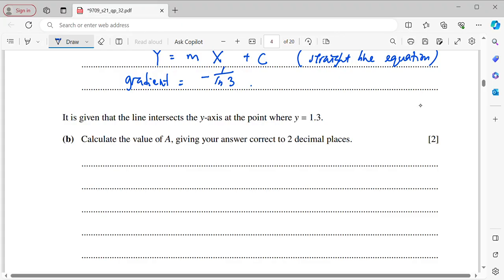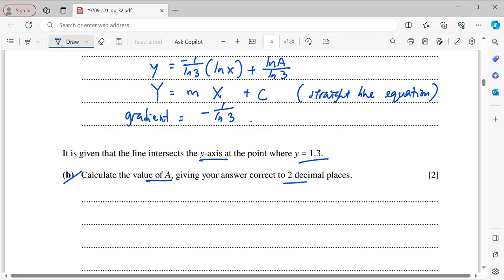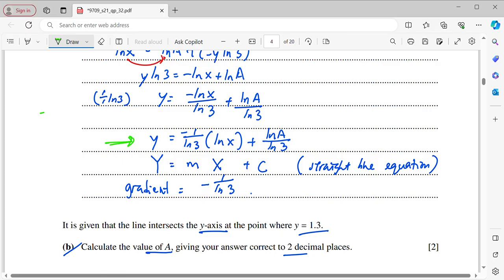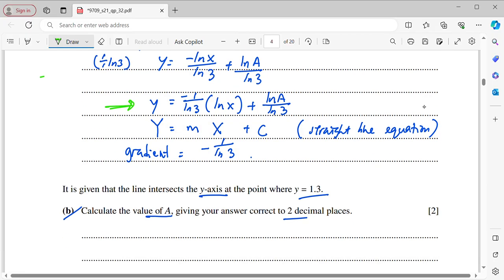Now it's given that the line intersects the y-axis at the point where y equals 1.3. B. Calculate the value of a, giving your answer correct to 2 decimal places. Okay, so now use back the equation that we have simplified just now, which is this: y equals negative 1 over ln 3 times ln x plus ln a over ln 3.